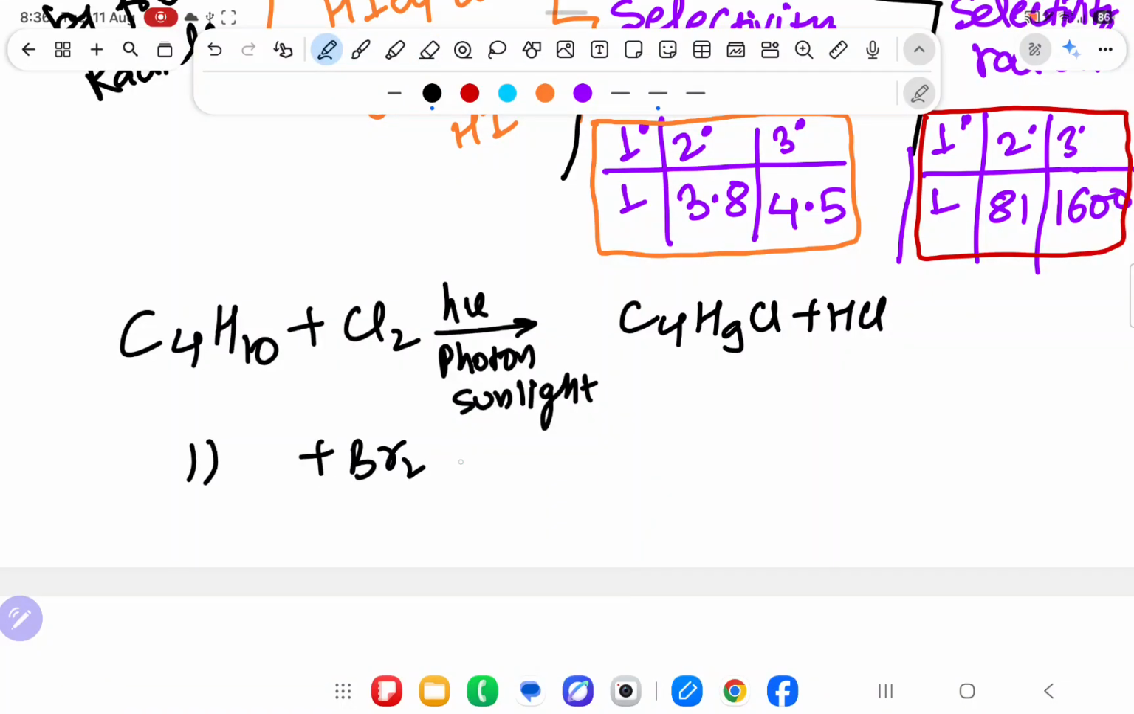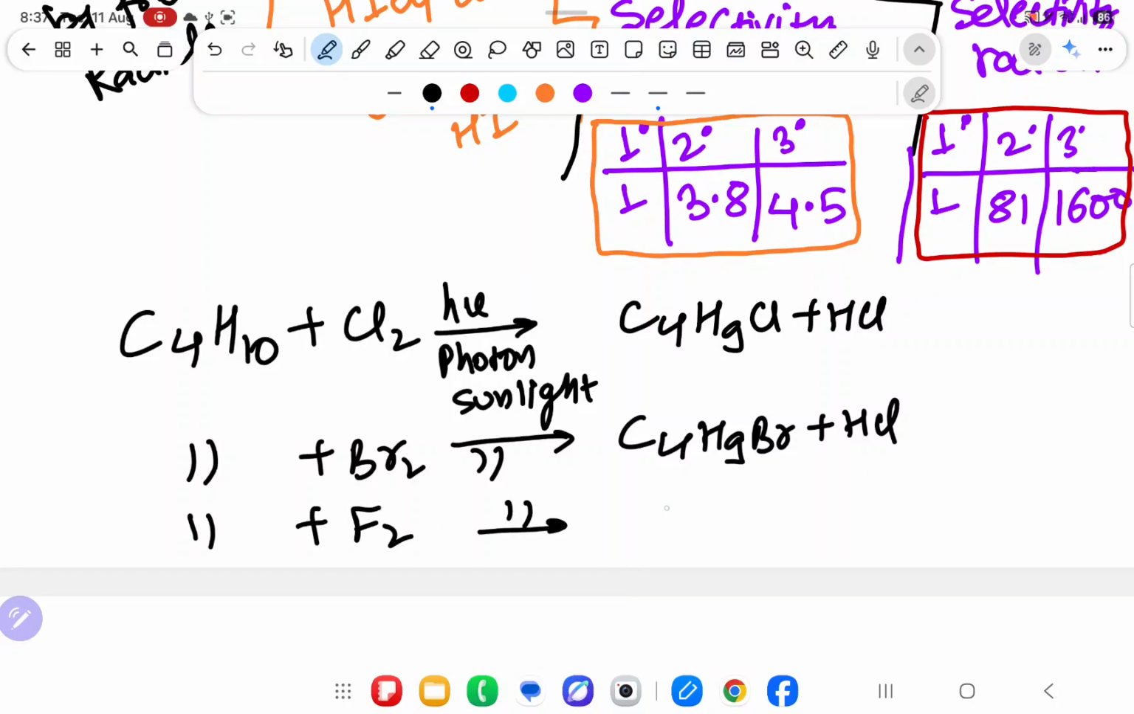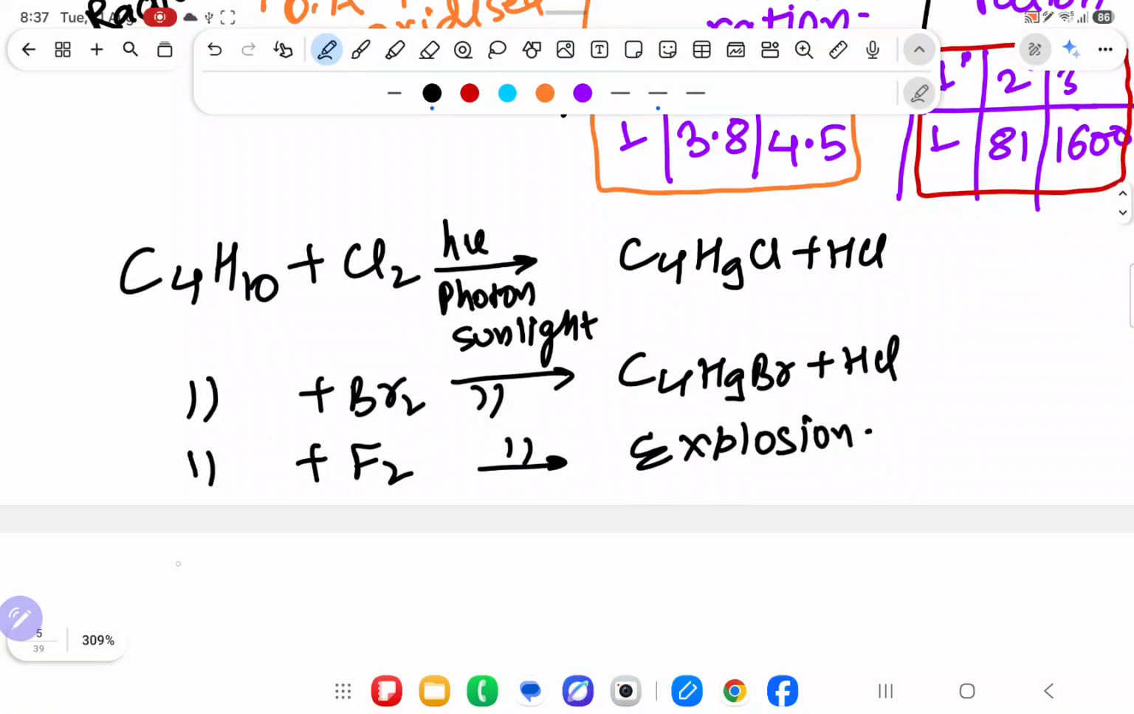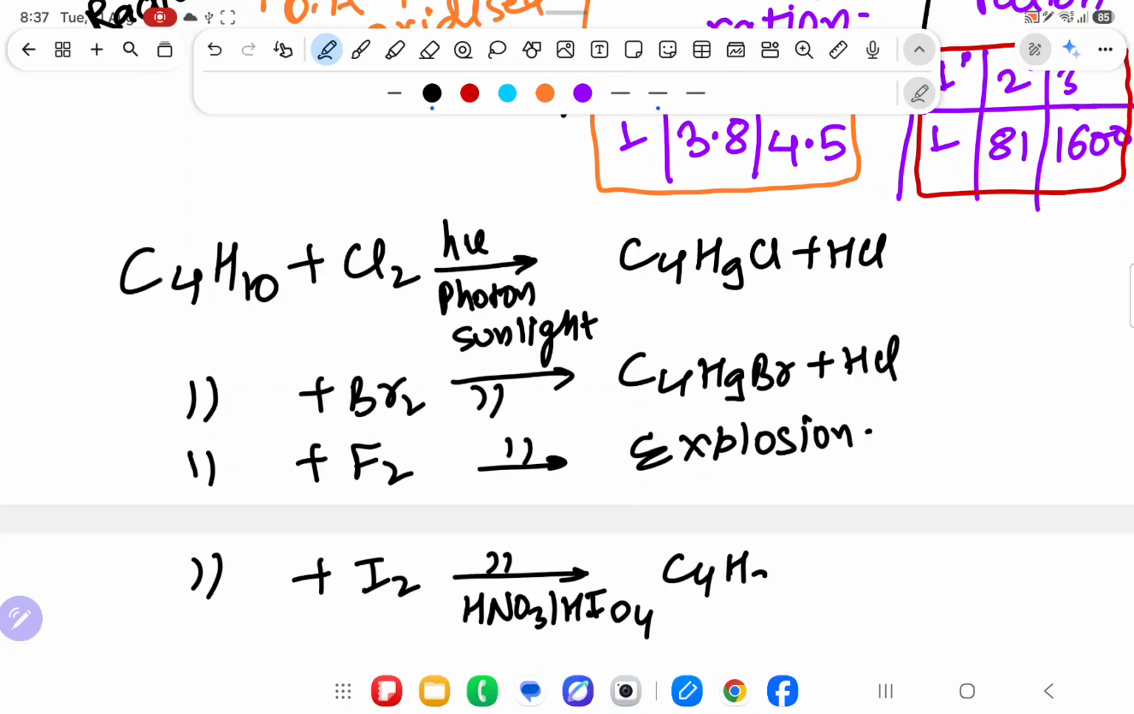Suppose I have taken the same thing, and over here I have taken Br2. So what product are you getting? You are getting C4H9Br plus HBr. Same C4H10, F2 and sunlight, you are saying, sir, it will do explosion. And when I take I2, then with sunlight we will also take HNO3, HIO4, and it will form C4H9I plus I2 plus NO2 plus H2O. Like that you are doing the reaction.